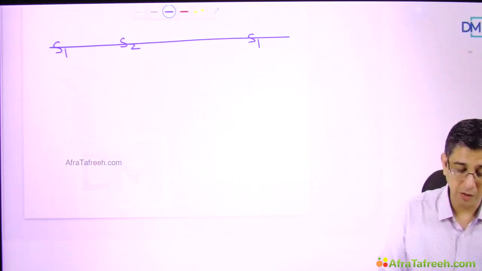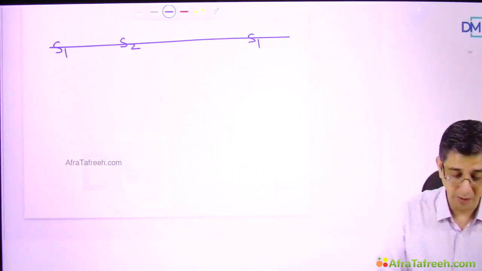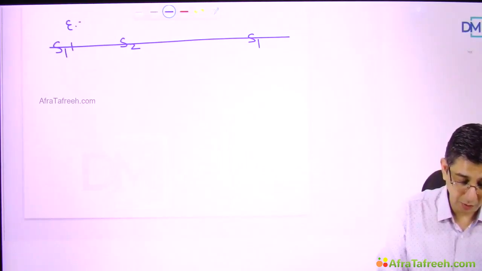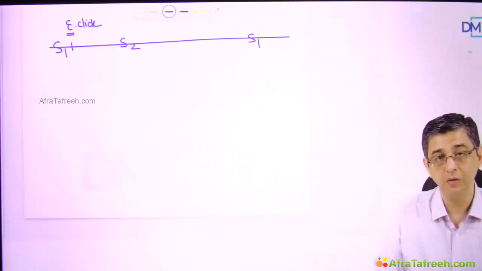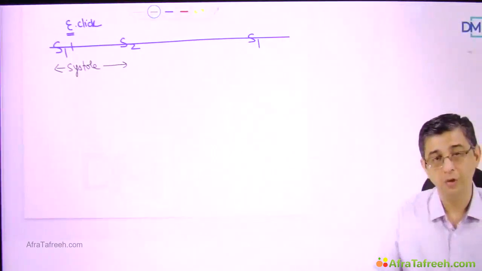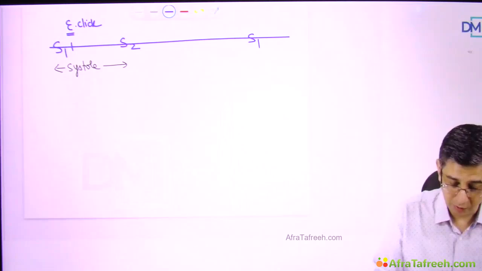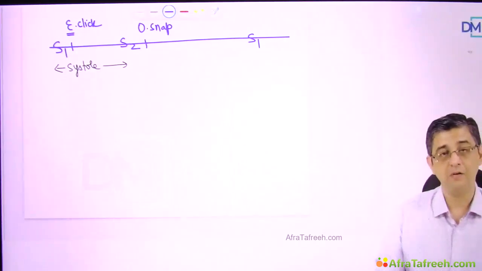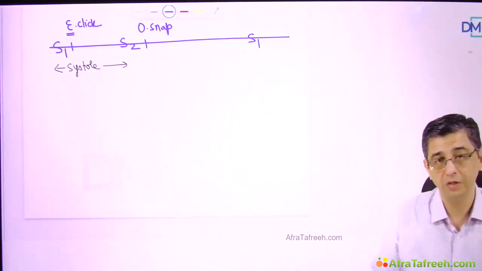The period between S1 and S2 is called systole. Why? Because right after S1 I taught you there is an ejection click. If you focus on the English word ejection, it means blood is going out of the heart. The period between S1 and S2 is referred to as systole. The remaining part would be called diastole, and right after S2 you have an opening snap occurring in the patient.